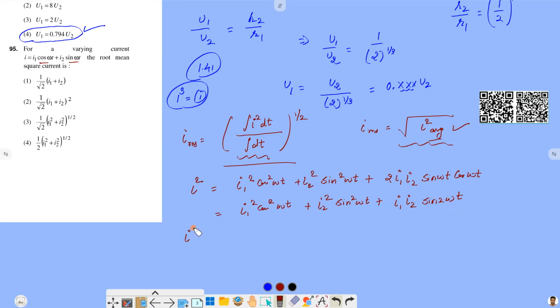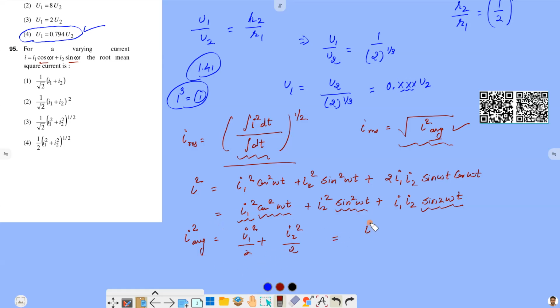Now if I find the average value, I square average, then I1 square will stay as it is because it is a constant value. Then the average value of cos square omega t will be half, so this will become I1 square by 2. Similarly, the average value of sine square omega t is also half, so this will be I2 square by 2. And the average value of sine theta or cos theta is always 0. So the average value of I square will be I1 square plus I2 square by 2.